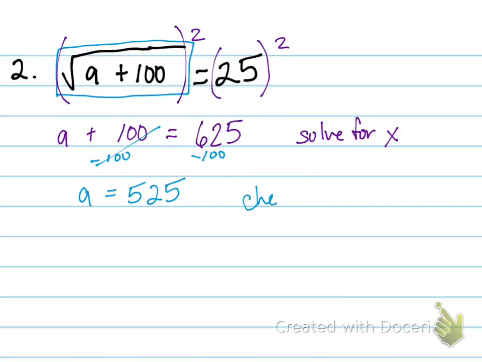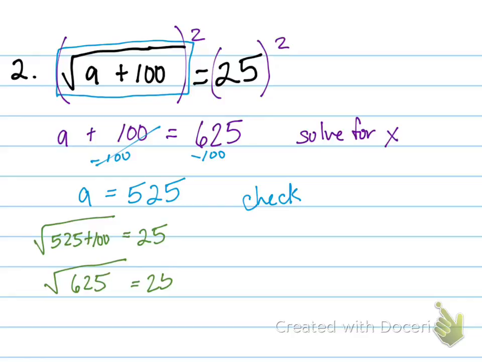Then I want to check my solution. So I'm going to plug it back into the original. And the square root of 525 plus 100 equals 25. The square root of 625 is 25. 25 equals 25. We're good.